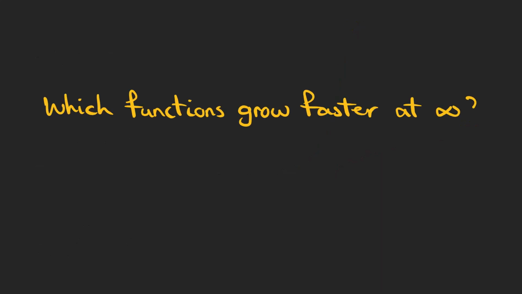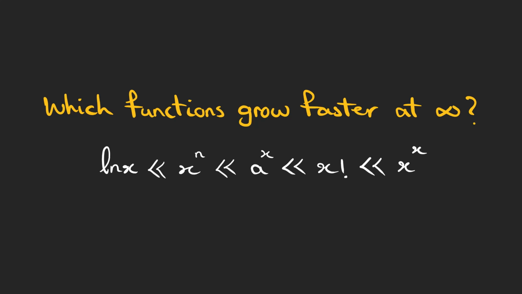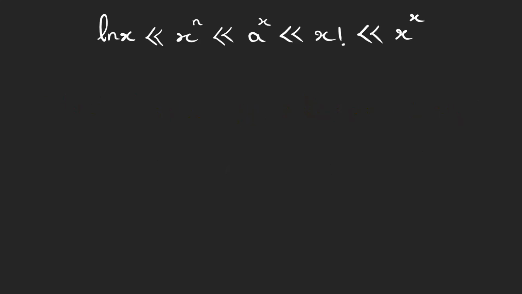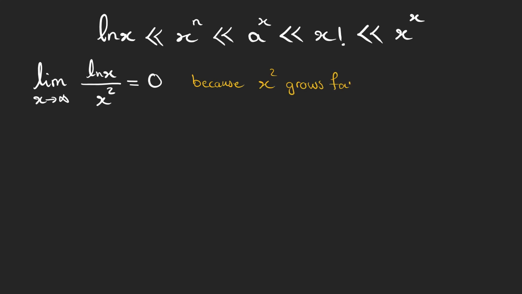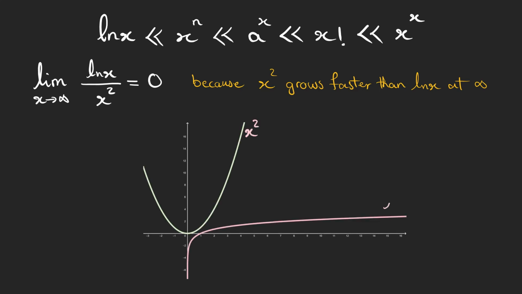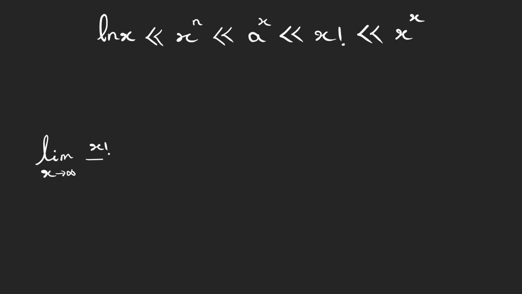Now we want to see which functions grow faster at infinity. This is the order of growth of some of the most important functions you may come across. Let's see some examples. For example, this limit is 0 because x squared grows faster than the logarithmic at infinity. This is x squared, and this one is the logarithmic function. This one is also 0.